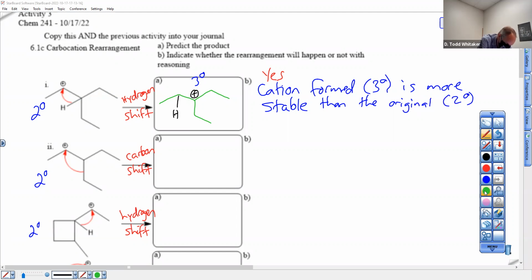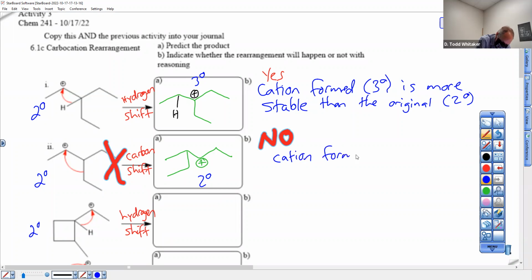Now in this one, you take your ethyl and move it here, and your cation's there, which is still secondary. So here's the answer to your question. Red and blue. It erased my carbon shift, but it doesn't happen. No. Cation formed is not more stable. So you don't see that rearrangement. Okay.